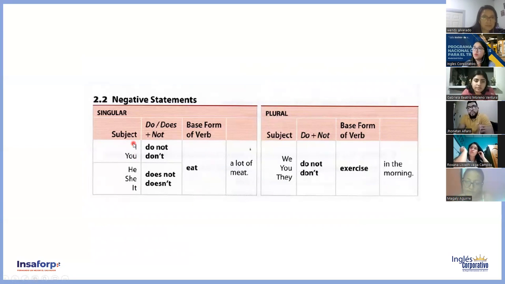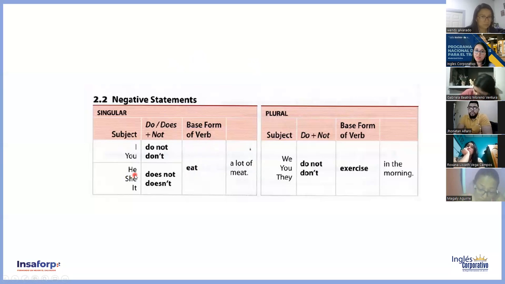En el caso, in the case, por ejemplo, yo no me baño a las 10 a.m. Yo no como. Yo no tengo mi desayuno a las 7. Yo no hago esto, no hago el otro. Estos son los negative statements, right? Entonces, para el negative, siempre el subject. En el caso de I, you, we y they, vamos a utilizar el don't o el do not. For example, I don't eat a lot of meat. I don't play basketball. I don't play soccer. Okay?